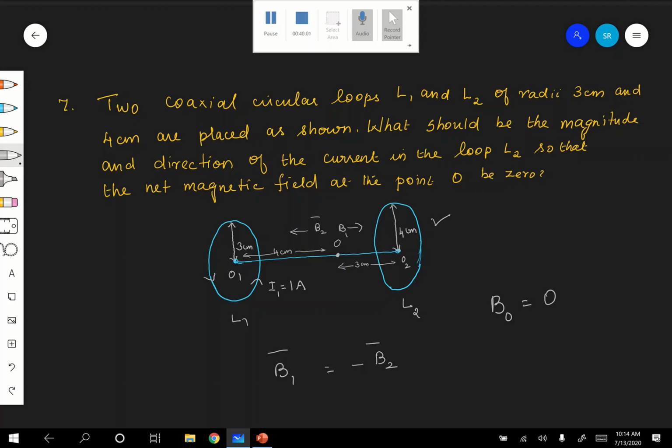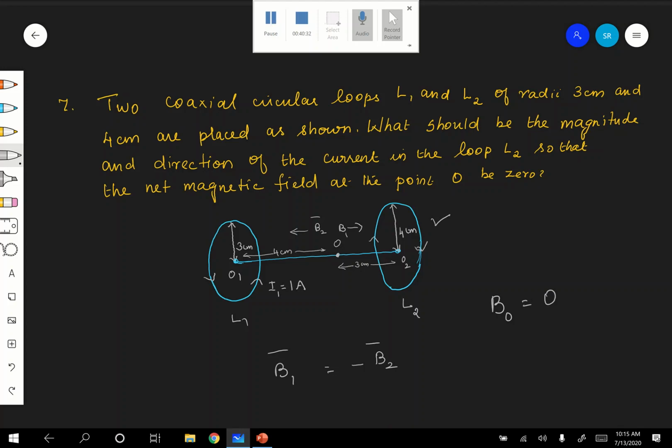Therefore, B2 should be in this direction. Everything I am taking with respect to O at this point. B2 should be to the left. B2 to the left means the direction of current should be just opposite. Are you following? The direction should be opposite to that loop direction in the loop L1. Therefore, it should be like this.